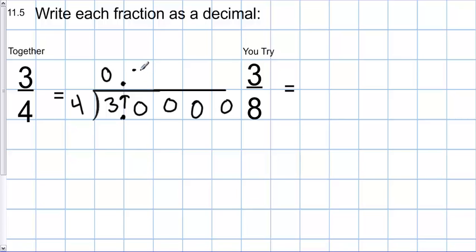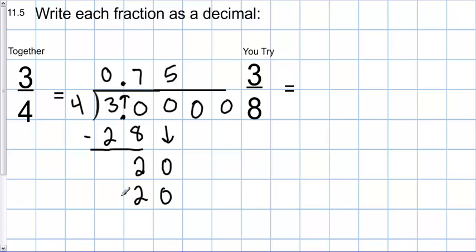So in 30, it is 7. 7 times 4 is 28. I subtract and I get 2. Bring down my 0. How many groups of 4 can I get out of 20? Well, then I get 5 groups. 4 times 5 is 20. Subtract, and it comes out even. Now, once I have a 0 here, I'm finished.